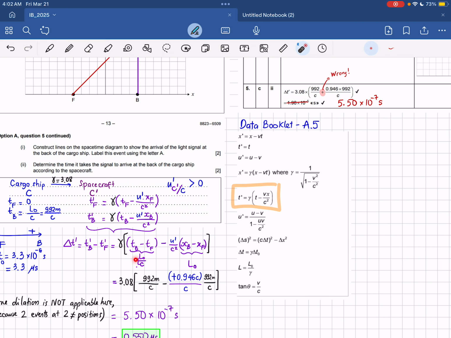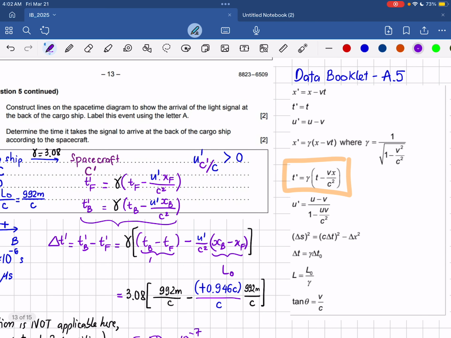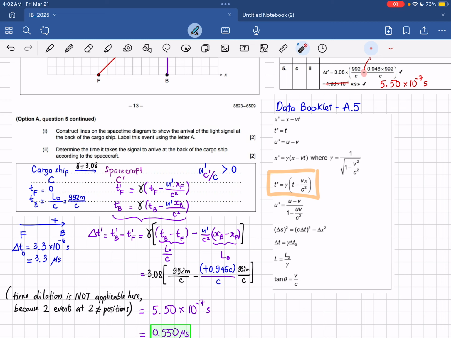Which, let me make it clearer, is just the proper length divided by the speed of light, see? And then here, this one is a common factor, right? We factor it out and we got the xb minus xf. And then here we can see that xb is in the positive direction. That's why this one is a positive value, and which is just the proper length.